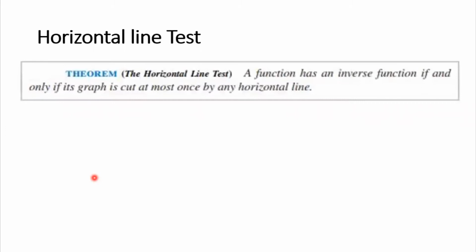Now, if there is a vertical line test to determine if the given equation is a function or not, we also have a horizontal line test that is used to determine if the function is one-to-one or not. Specifically, the theorem states that a function has an inverse function if and only if its graph is cut at most once by any horizontal line. So using the horizontal line test, we can say that a function has an inverse. And if a function has an inverse, then we can also say that the function is one-to-one.